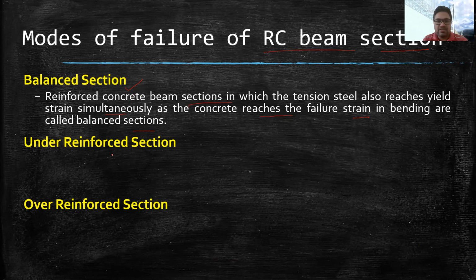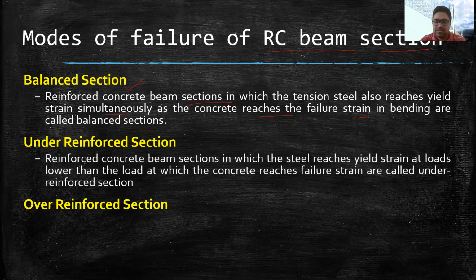In case of under reinforced section, as the name suggests, the reinforcement will be lower than the required. So in this case, the steel will reach failure strain first. In the concrete, the failure may not take place, but steel will be considered as failed because the yield strain will take place before the concrete reaches failure strain. In this case, you can see reinforced concrete beam sections in which steel reaches yield strain at loads lower than the load at which concrete reaches failure strain. So basically, we consider that we are providing steel lower than the required, and because of that, steel will fail first, while the concrete still has some capacity to take the load.